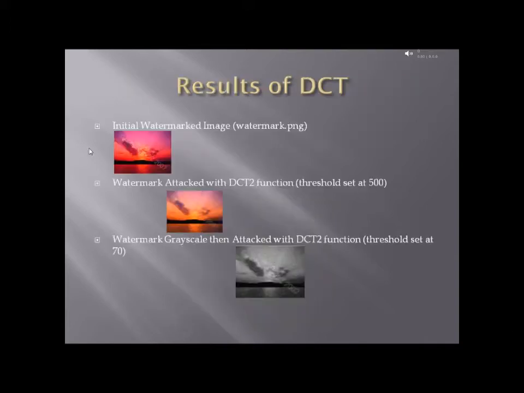Of the DCT function, the first image is a watermarked image that hasn't had the DCT function applied to it. The second image down is the image that has had the DCT2 function applied to it. The third image down is a grayscale version of the image, and it also had the DCT function applied to it. As you can see from the bottom two, the second one down is a lot clearer than the third one because it's at a higher threshold. But you can see from both images it does a pretty good job of taking out the watermark image.